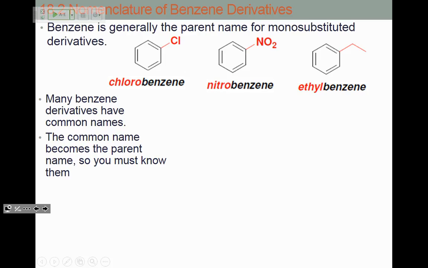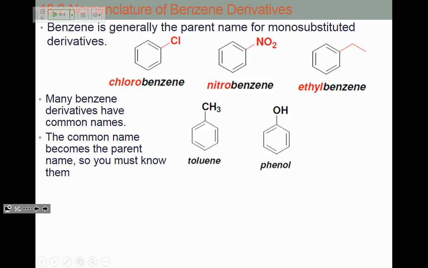Many benzene derivatives have common names, and the common names will often be used as the parent name if there are multiple substituents, so you do need to know them. Toluene is benzene with a CH3 group directly attached, and that's a very common one. You have to know that name. We have already looked at this one: if there's a benzene with an alcohol directly attached, that's phenol. Now remember, that has to have the alcohol directly attached, meaning the electrons on the oxygen are in resonance.